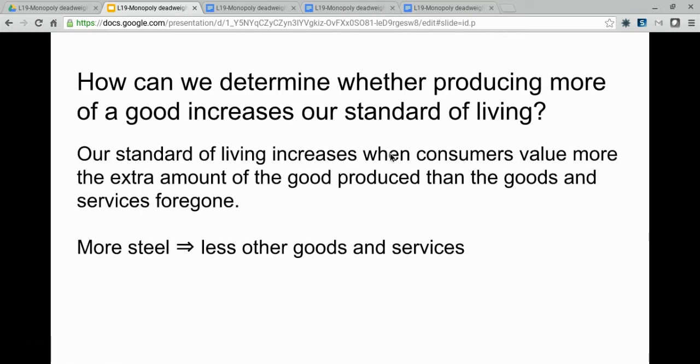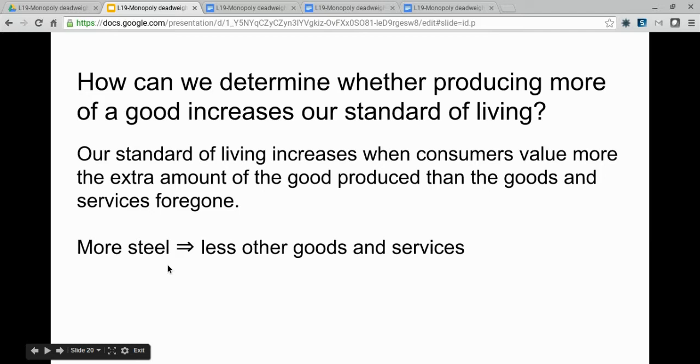How can we determine whether producing more of a good increases our standard of living? Our standard of living increases when consumers value more the extra amount of the good produced than the goods and services foregone. For example, suppose that an economy produces another ton of steel.